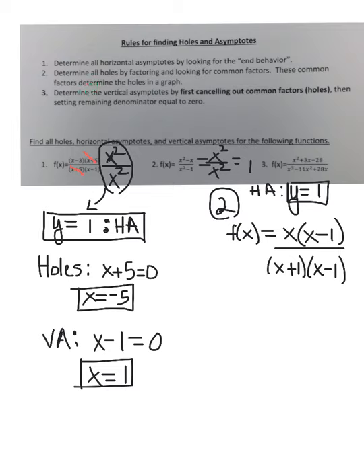Okay, so if you have a common factor, then all you're going to do, remember, to find a hole, is take that common factor, which is x minus 1, and set it equal to 0. So the graph, if you could graph it, has a hole at x equals 1.